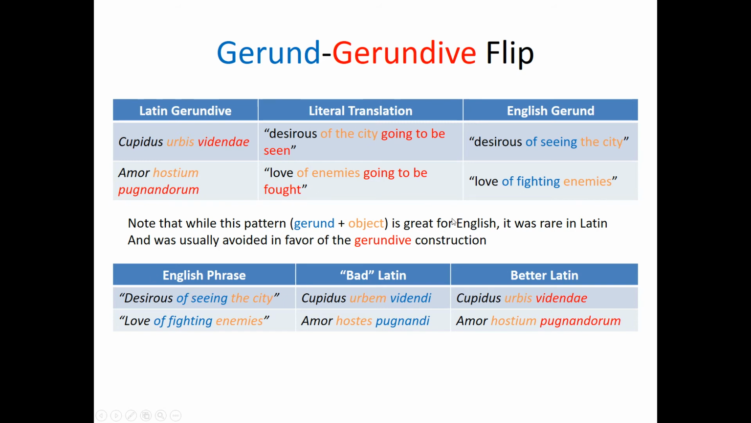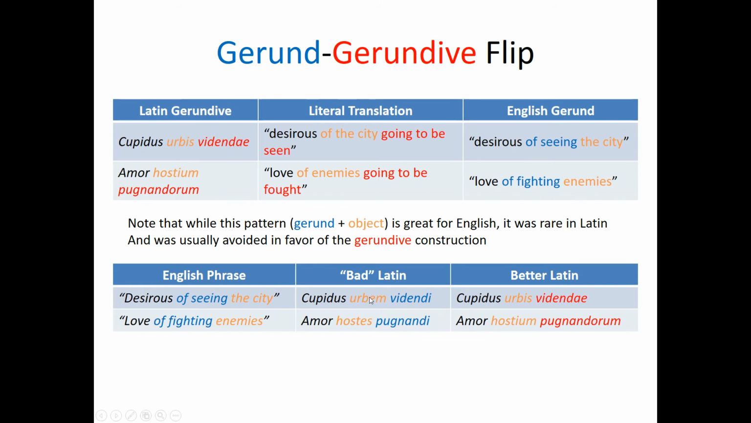Latin can technically do this. Latin could theoretically have the same expression, right? So desirous of seeing the city. That's what this expression is trying to say. Latin could theoretically write this, desirous of seeing, and then having the city in the accusative, okay? Or love of fighting the enemies. Latin can write this the same way that we literally in English would say it. But the Romans didn't prefer that expression.